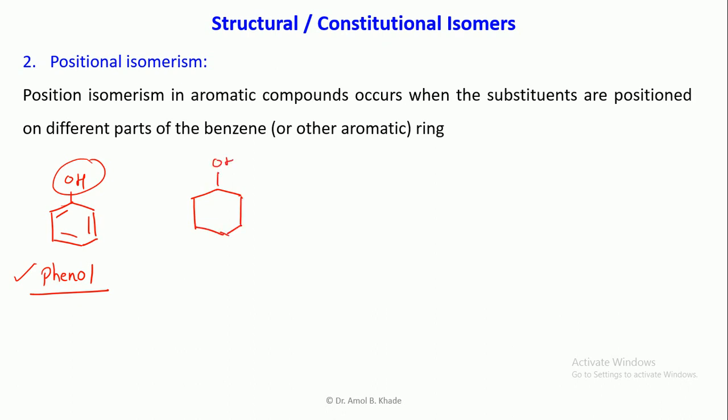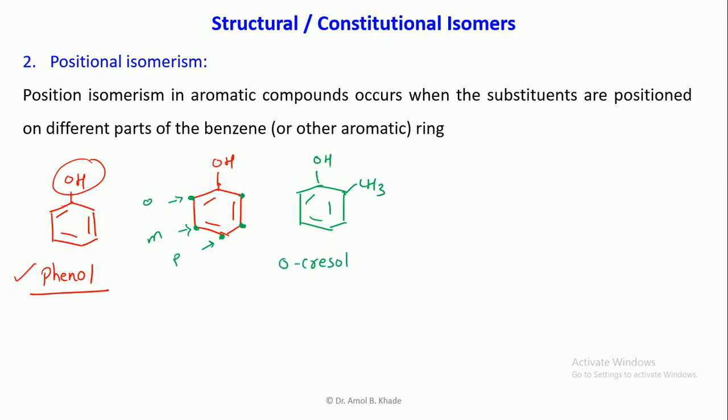But if I attach one CH3 group to the phenol, I will get the positional isomer. If you remember the nomenclature, this carbon and this carbon we refer to as ortho. This carbon and this carbon we refer to as meta, and this carbon is referred to as para. I will write this is ortho, this is meta and this is para. So if I attach, let's say, CH3 here, what is the name of this compound? This will be referred to as ortho-cresol.